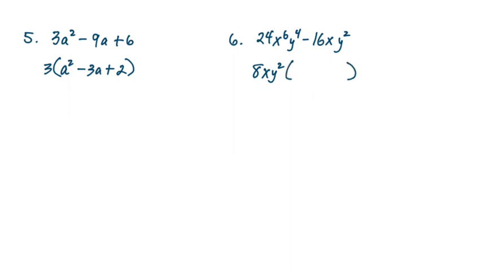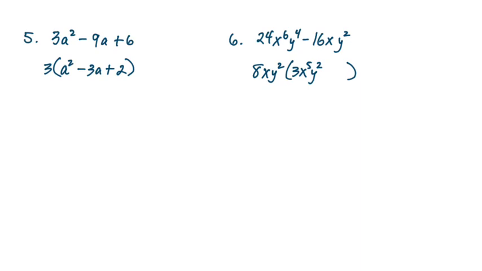And so we're going to have 2 terms inside the parentheses since there's 2 terms in our starting expression. And so what times 8xy squared will give you 24x to the 6th, y to the 4th? Well, it's kind of easiest to just work with one of the parts at a time. So what times 8 is 24? That's 3. And what times x is x to the 6th? That would be x to the 5th. And what times y squared gives you y to the 4th? That would be y squared. So you should have gotten 3x to the 5th, y squared.